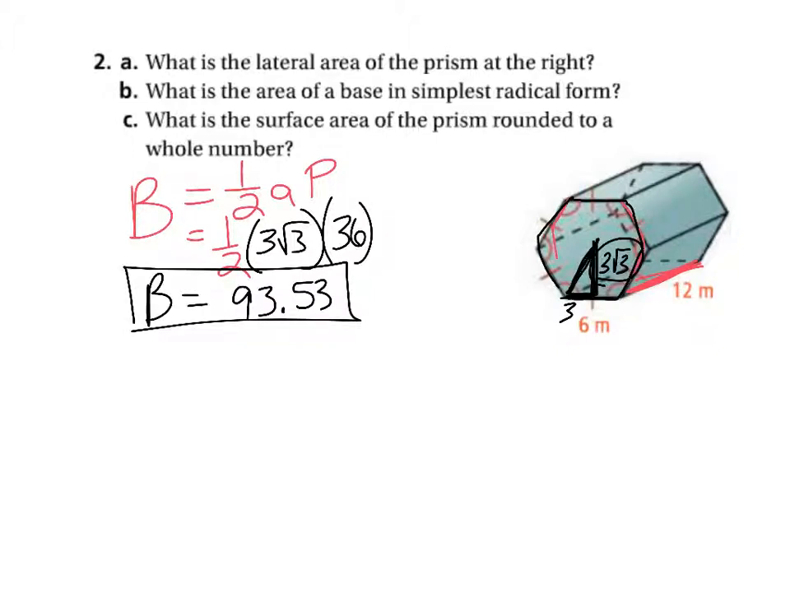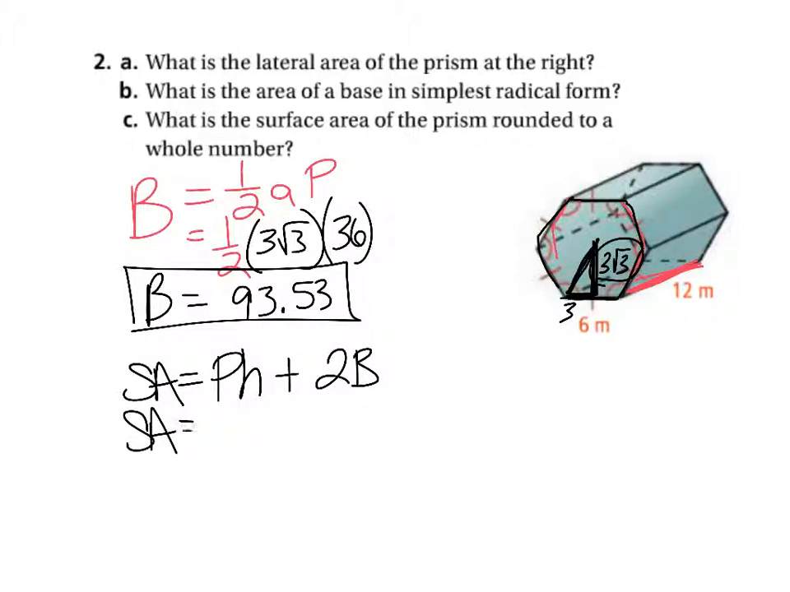All right. Now, let's go find surface area. Surface area is equal to perimeter times height plus 2 bases. The perimeter of the base we already talked about. We used it. It was right here. It was this 36. The height, if we tip this thing up, we're talking about the prism now. The height of the prism is 12. Plus 2 times the area of the base, which we found earlier to be 93.53.